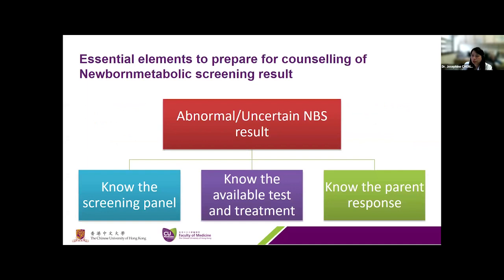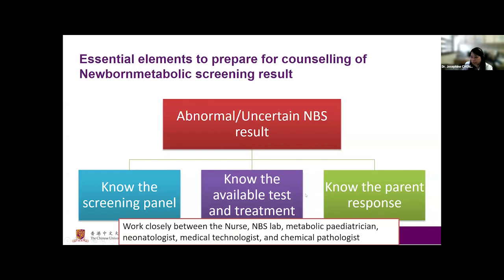So I think these are the essential elements for you to prepare when you're counseling a newborn with a metabolic screening result. So first of all is to know the screening panel items. Secondly is to know about the available tests and also treatment for that particular IEM disorder that you suspect with that result. And thirdly is to know about the parents' response. It implies that you need to tackle different parents' responses by a correct approach in counseling. Some of the parents may be over anxious, but some of the parents may be over calm that they do not want to bring in the child. So you may need to explain to them in detail.